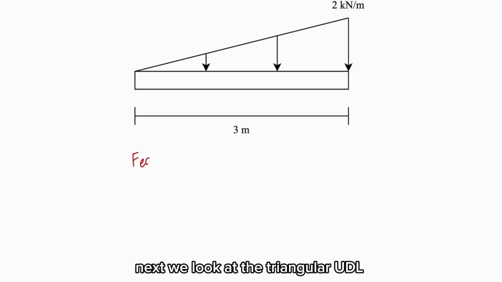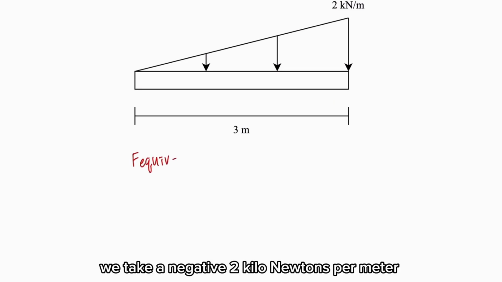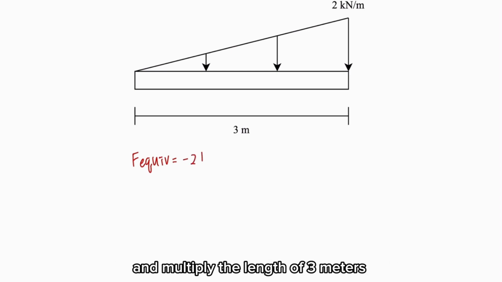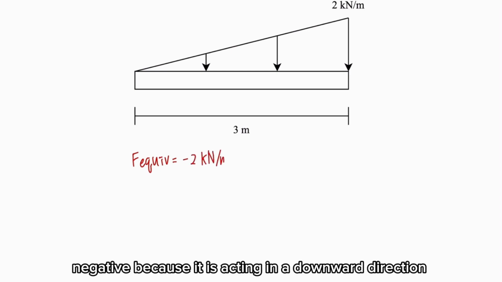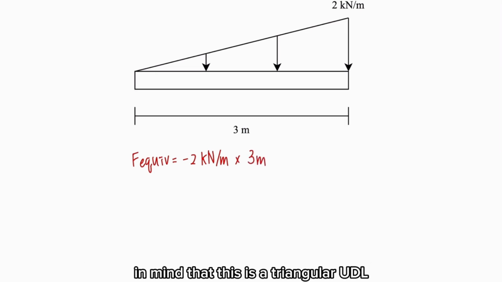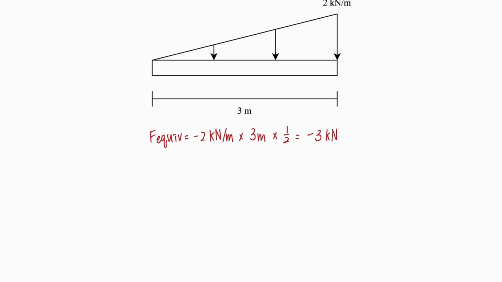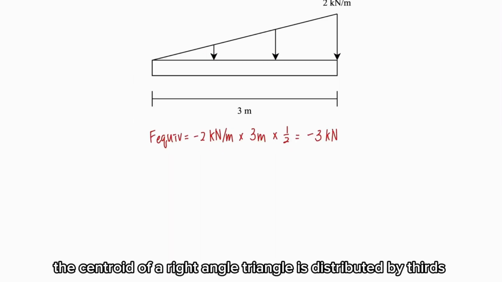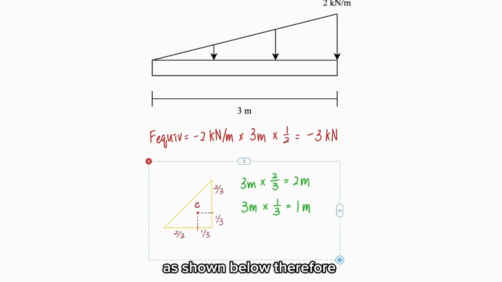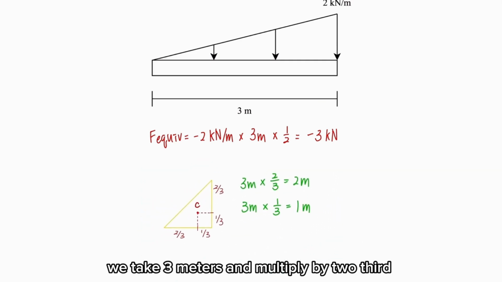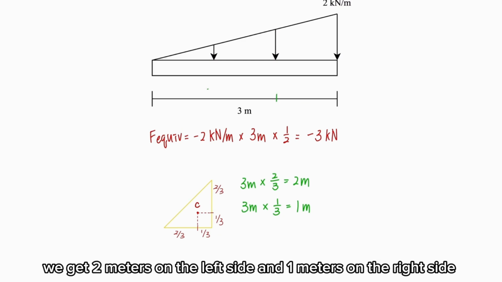Next, we look at the triangular UDL. We take negative 2 kilonewtons per meter and multiply by the length of 3 meters. Negative because it is acting in a downward direction. Keep in mind that this is a triangular UDL, so we have to multiply by 1/2, which is equal to negative 3 kilonewtons. The centroid of a right-angled triangle is distributed by thirds, as shown below. Therefore, we take 3 meters and multiply by 2/3. We get 2 meters on the left side and 1 meter on the right side.